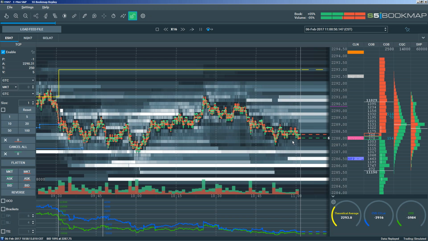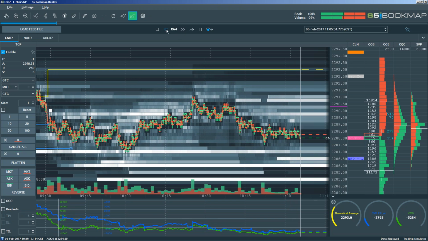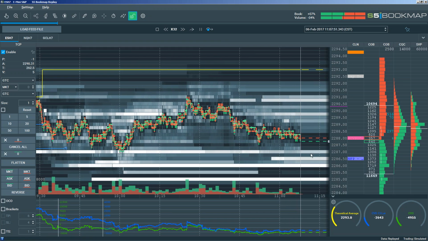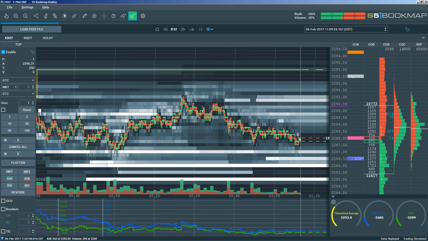Not much to do here. Let's accelerate. What am I looking for? I'm looking for a very large move down, and I will sell the pullback on that move down. Okay, that's what I'm looking for.